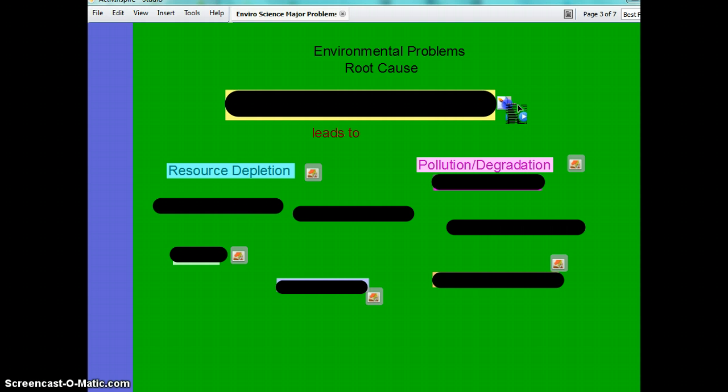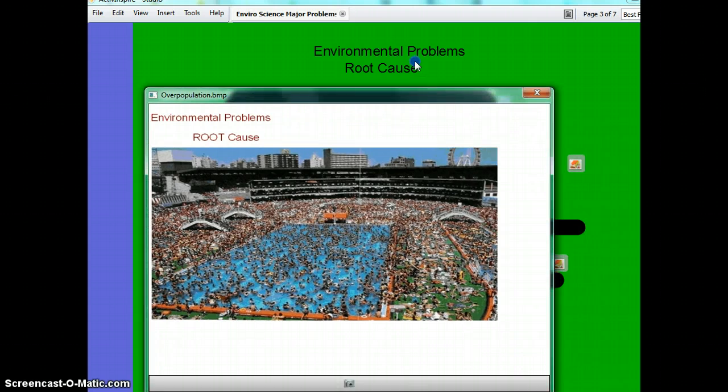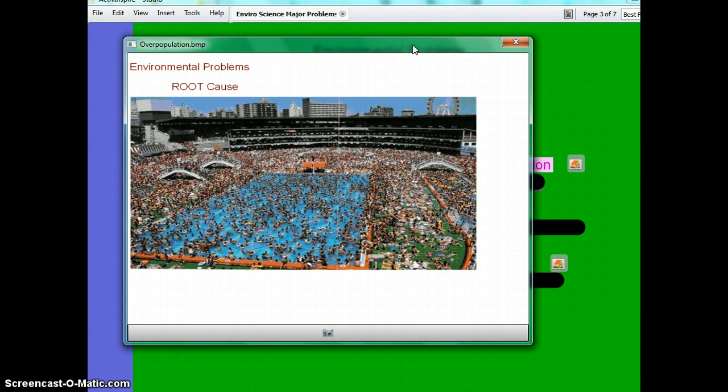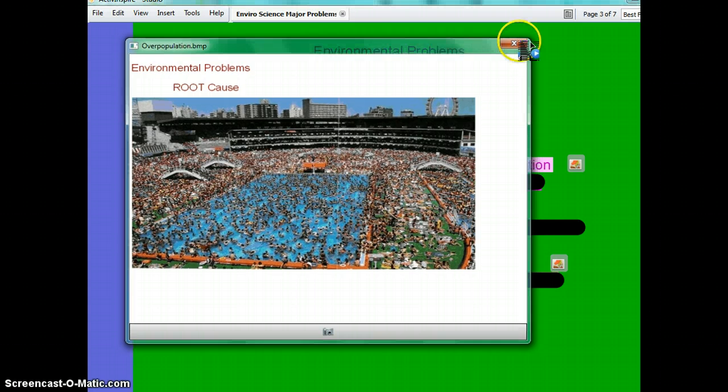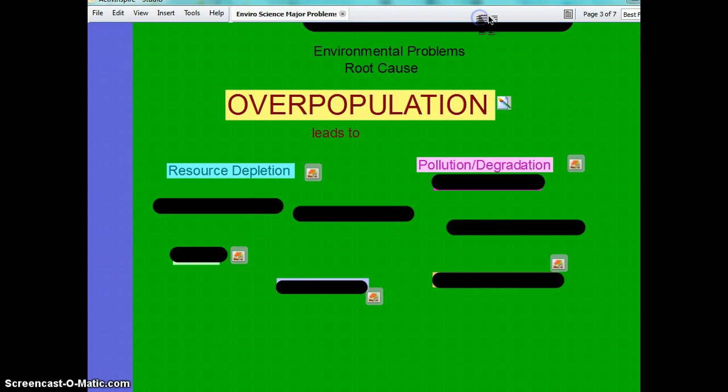I'm going to see if my picture works. Does this help you come up with the answer? That's a pool in China, by the way. Who wants to go swimming there? Yeah, it's pretty gross. Overpopulation is the root cause of all environmental problems. It's because there are so many people in the world that we have excessive resource depletion, excessive pollution.